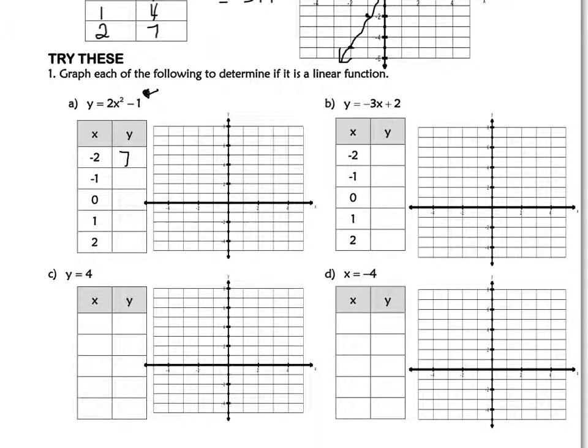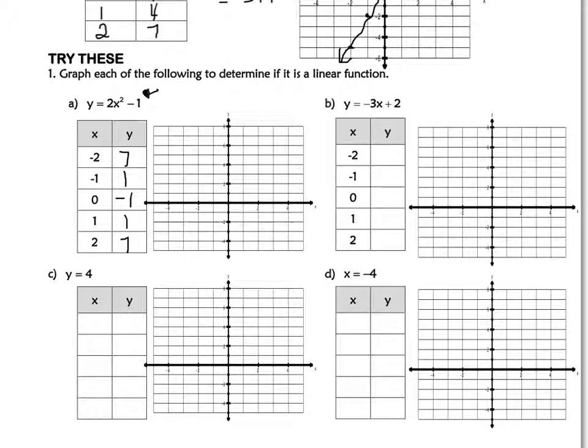So then -1 would be -1 squared, which is 1, times 2 is 2. 2 minus 1 is 1. 0 would be 2 times 0 squared first, so 0 squared is 0. 2 times 0 is 0 minus 1. 1 would be squared and still give you 1. So then multiply by 2 is 2. 2 minus 1 is positive 1. And then we'd have 2 squared would be 4, times 2 is 8. 8 minus 1 is 7.